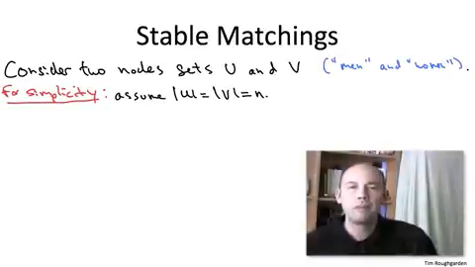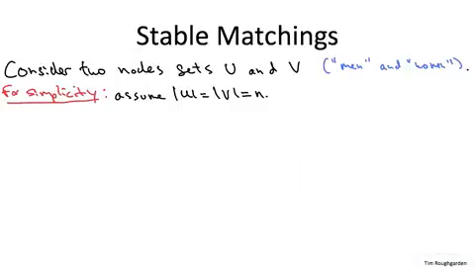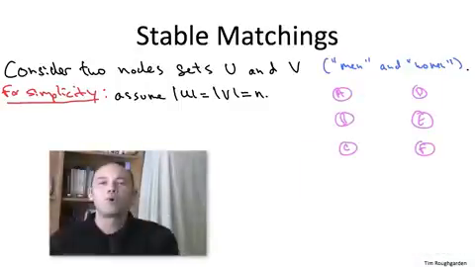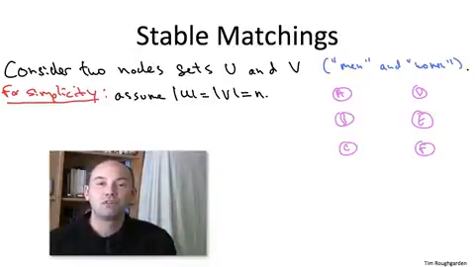So for example, maybe n equals 3, and we can call the first set of nodes A, B, and C, and the second set of nodes D, E, and F. Now what's really important about the stable matching problem is that every node has preferences. There are things that it wants more than others. Specifically, each node in U has a ranked list of the nodes in V. Each node in V has a ranked list of the nodes in U.